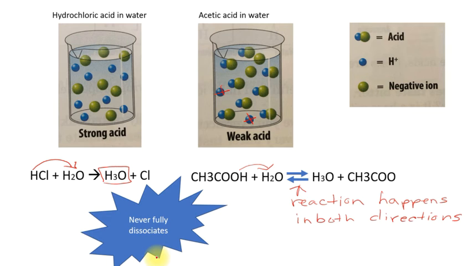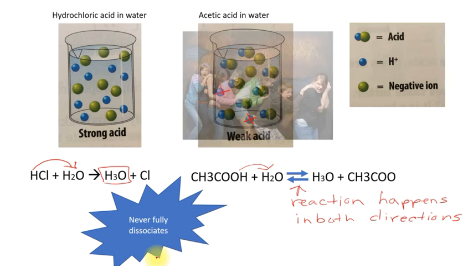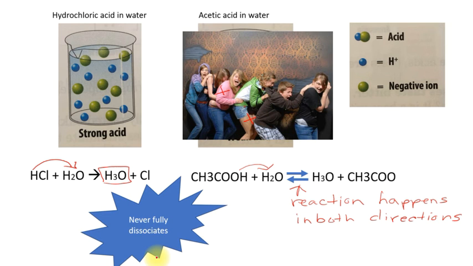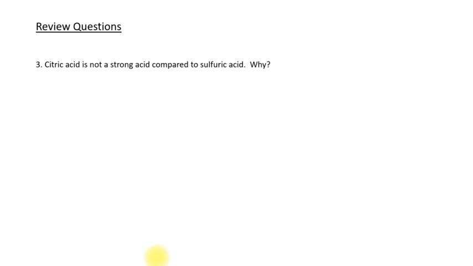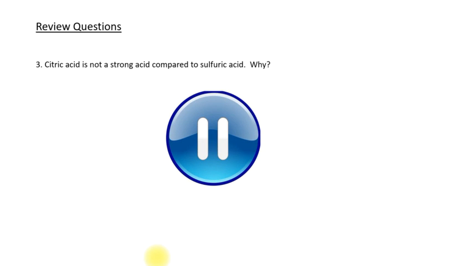So a weaker acid never fully dissociates. And that's the important part. So they're over here all clumped together like our friends at the haunted house. And the strong acid is standing separated from each other. So let's look back at our question. Citric acid is not a strong acid, and why? I would like you to pause the video and see if you can come up with your own answer. Okay, pause now.